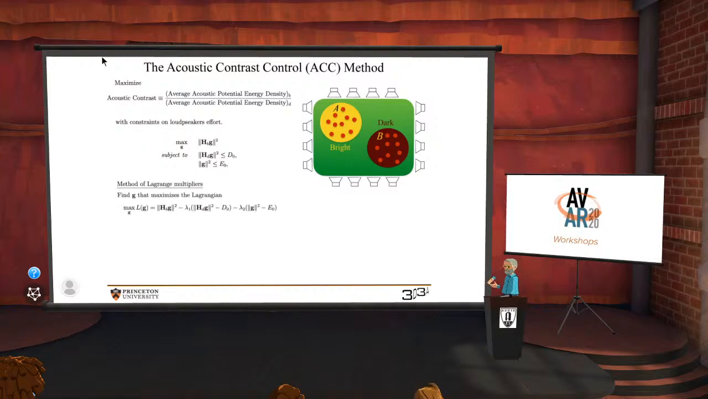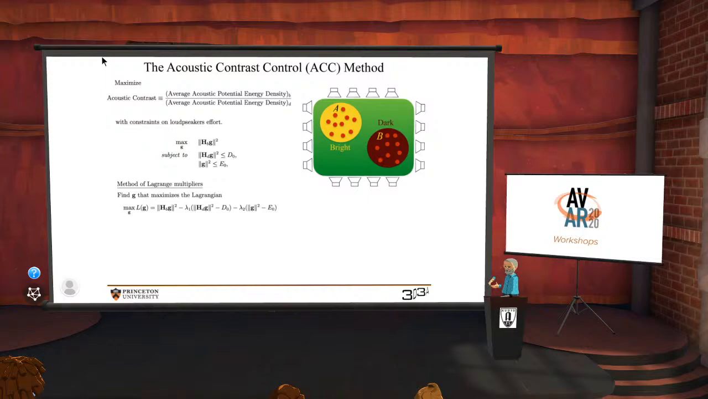Okay, so once you have posed such an optimization problem, then you can solve what's called a Lagrangian optimization by using the Lagrange multipliers. And any of you who've had a course in optimal theory knows what that's about. It's a mathematical method for finding an optimal solution that satisfies these constraints, which means it gives you high enough contrast, but respects a constraint on the speaker effort.